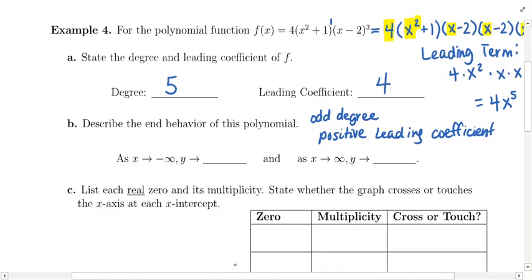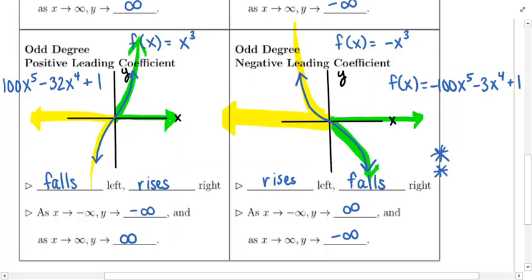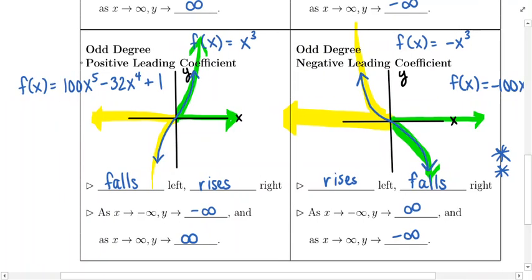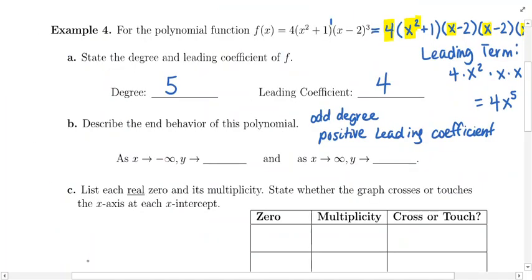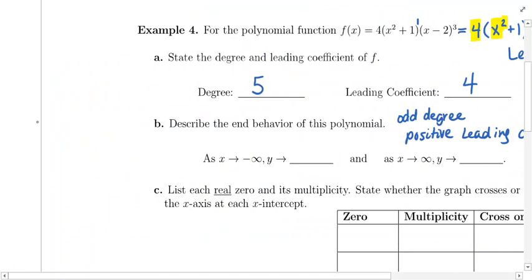Okay, so if you go back to page 4, we need to find odd degree, positive leading coefficient. That's going to be this situation right here. So we're going to see that this function that we're dealing with is going to behave like x cubed. It's going to fall to the left and rise to the right. So basically I'll write out here, this function is going to behave like x cubed.